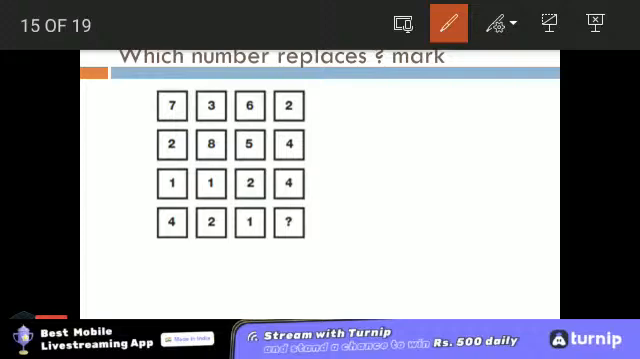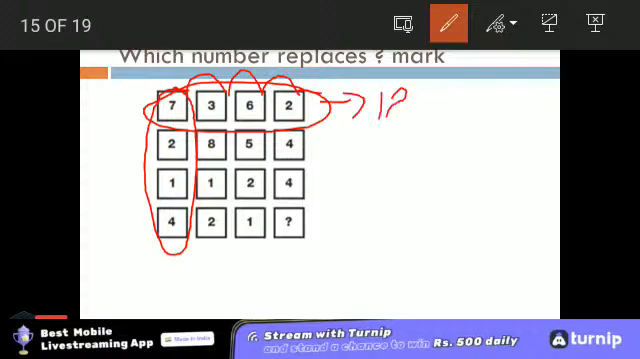Which number replaces the question mark? So when we play Sudoku, what do we think? We just check the total from top to bottom and left to right. Left to right, we can add 7 plus 3, 10, 10 and 6, 16, 16 and 2, 18. So this row is 18. If I check from top to bottom, 7 plus 2, 9, 9 plus 1, 10, 10 and 4, 14.